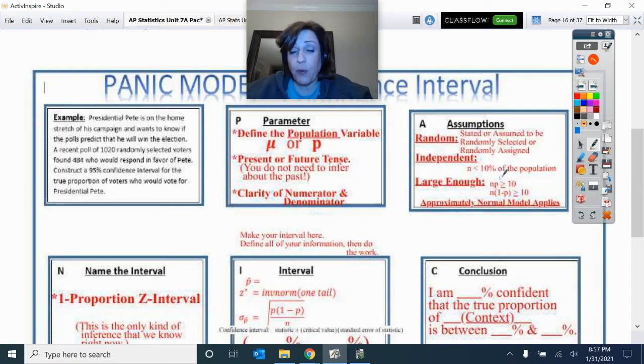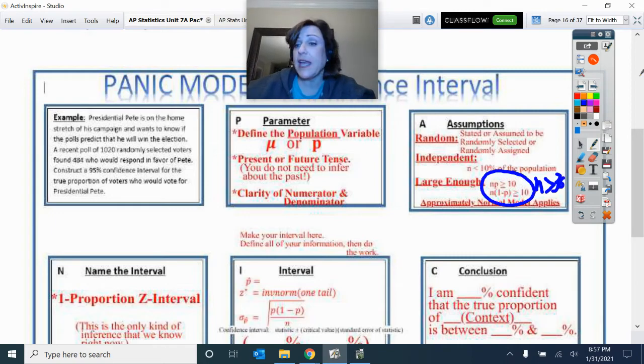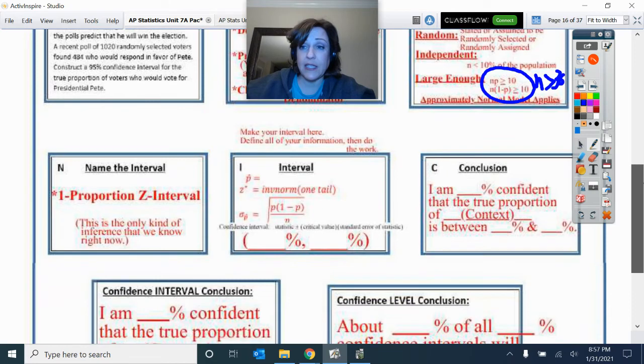And this was just proportions, so I just put the proportion large enough here, for n times p, or n times 1 minus p, are greater than or equal to 10. Remember that if it's a mean problem, then it's n is greater than or equal to 30, okay? But for proportions, which we're doing in this lesson, then it's that 10.